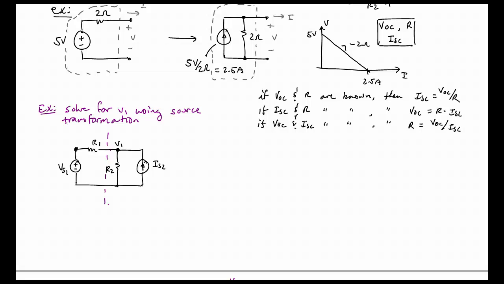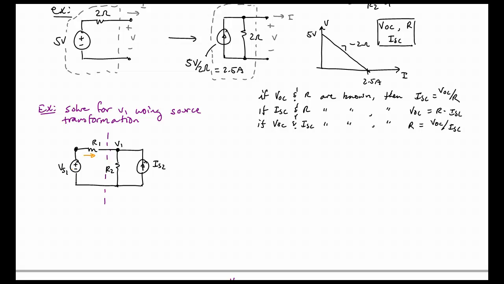I could also source transform the right side from being a current source, IS2 and R2 resistor, into a voltage source with the resistor in series. That would lead to a single loop circuit. Okay. Now, if we were asked to just find the current flowing through R1 here, then I'll ask the question, which would you rather transform into? Would you like to do a transformation to result in a single node pair circuit or a single loop circuit?